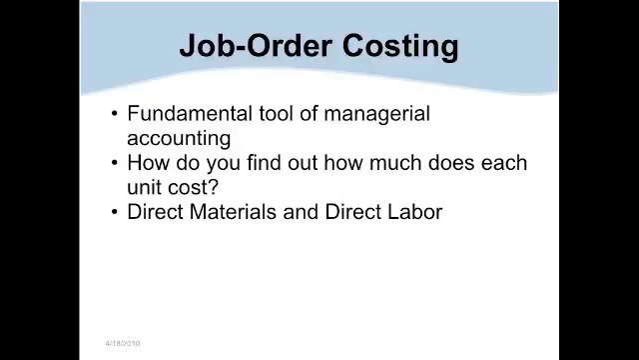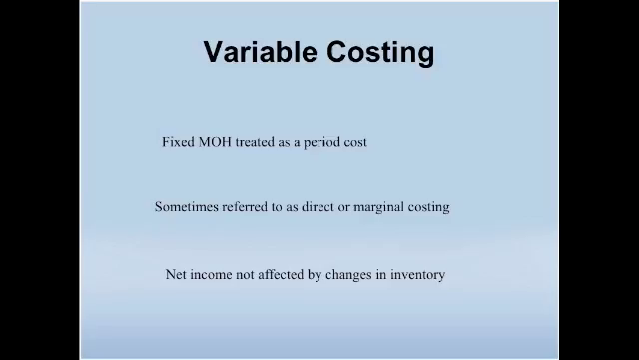Variable costing, sometimes referred to as direct or marginal costing, treats fixed manufacturing overhead as a period cost. Variable costing is less confusing than absorption costing because it doesn't artificially increase income by increasing production. Variable costing provides more realistic net operating incomes. It also produces a clear income statement that reflects what managers expect to see, resulting in less confusion compared to absorption costing.